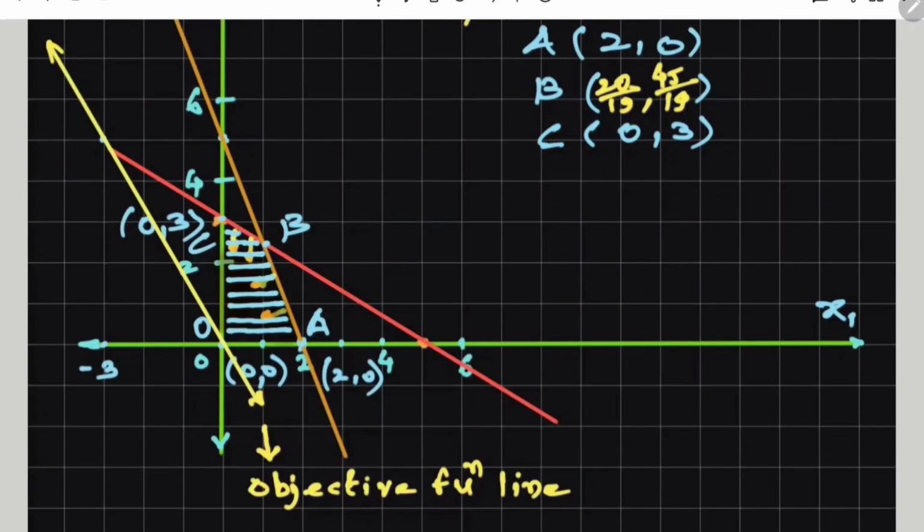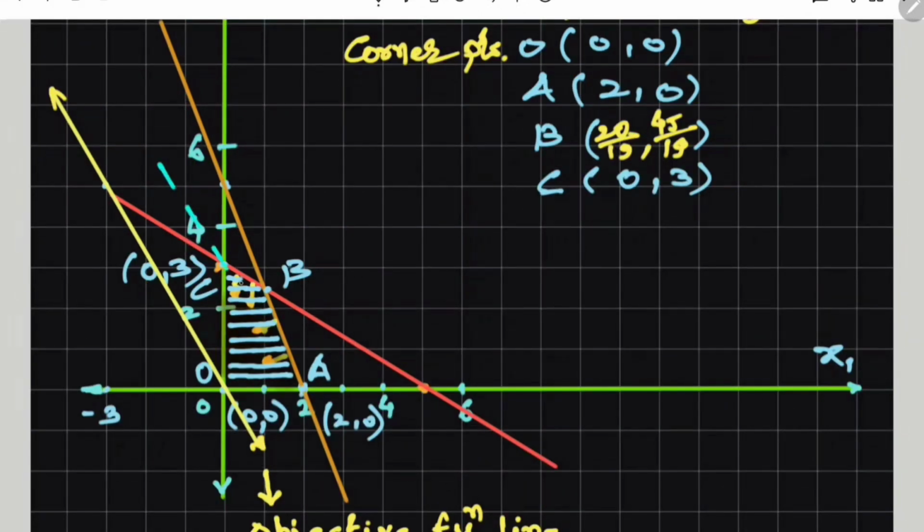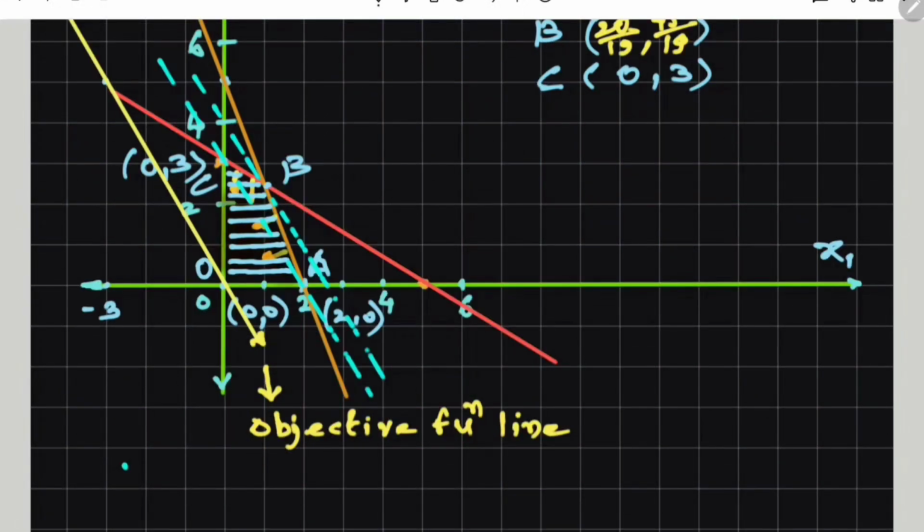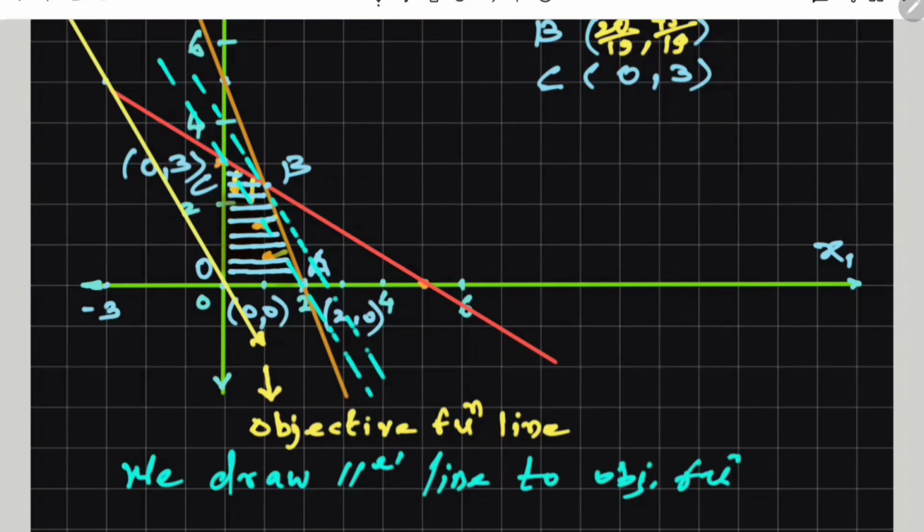Then drawing the parallel line passing through A and C, this is the first dotted line, second passing through B, and then if we see the distance of those two lines from the origin, the line passing through B is the furthest one, or the distance of point B is more than for that other line. Therefore, that point B is at which the function is maximum.